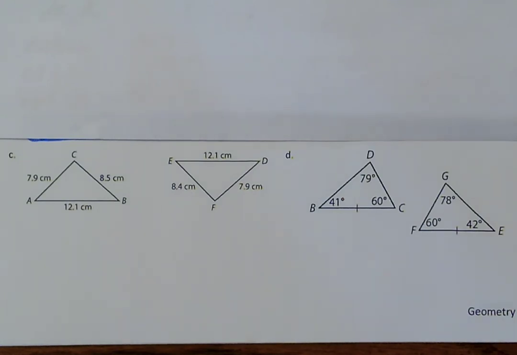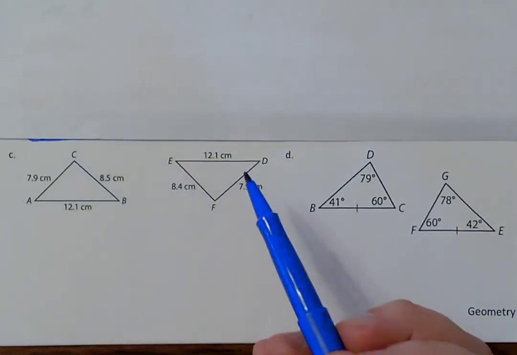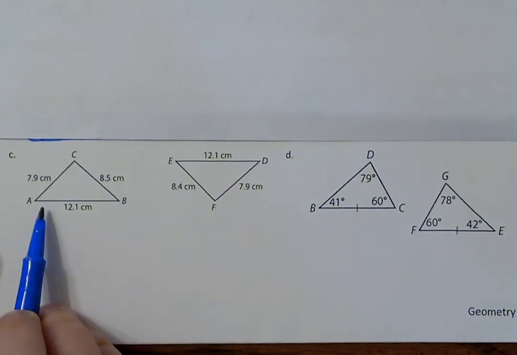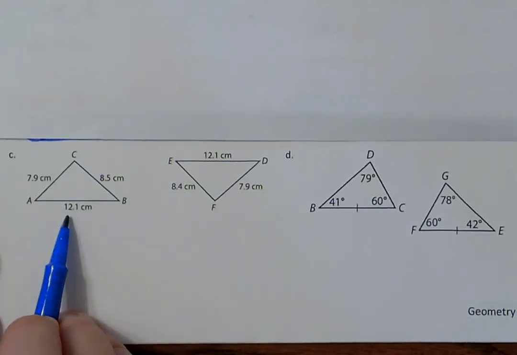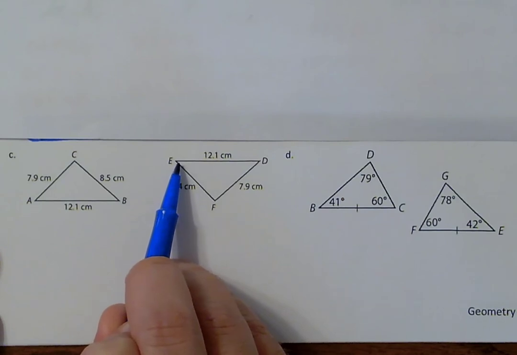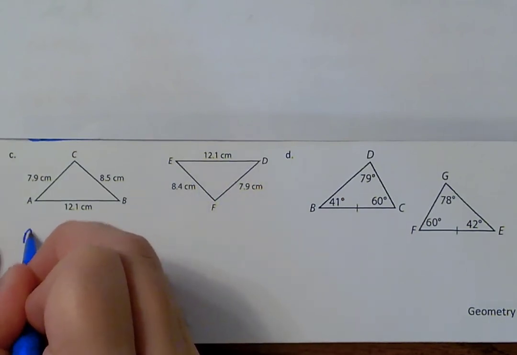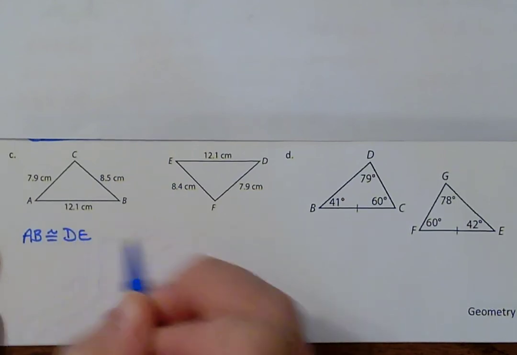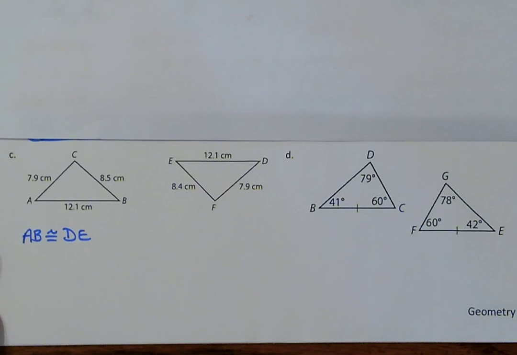Alright, with C, we have triangle ABC and triangle DEF. We have to go through and determine if these 2 triangles are congruent. Now, I'm not told angle measures, so we're not going to focus on that at first. But let's first focus on the side lengths. So, first, AB is 12.1, and I also know that DE is 12.1 as well. So AB is congruent to DE because they're both 12.1.